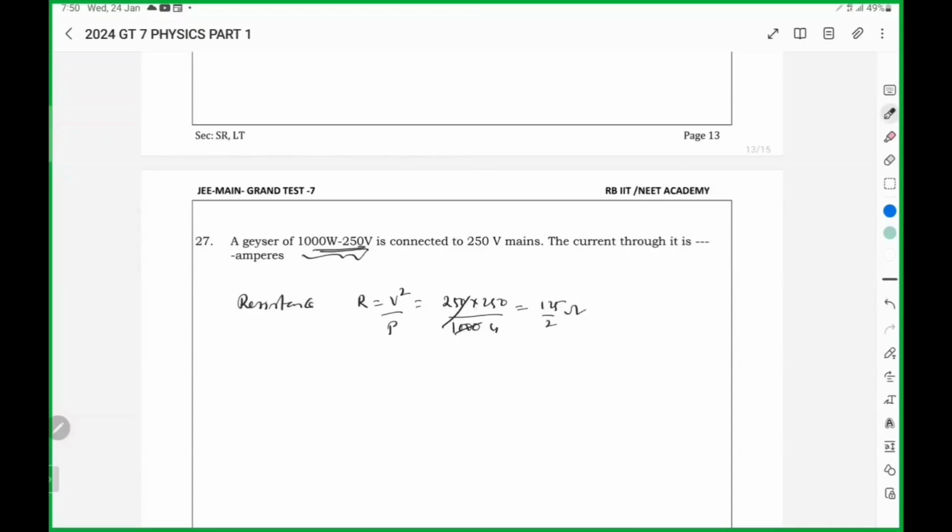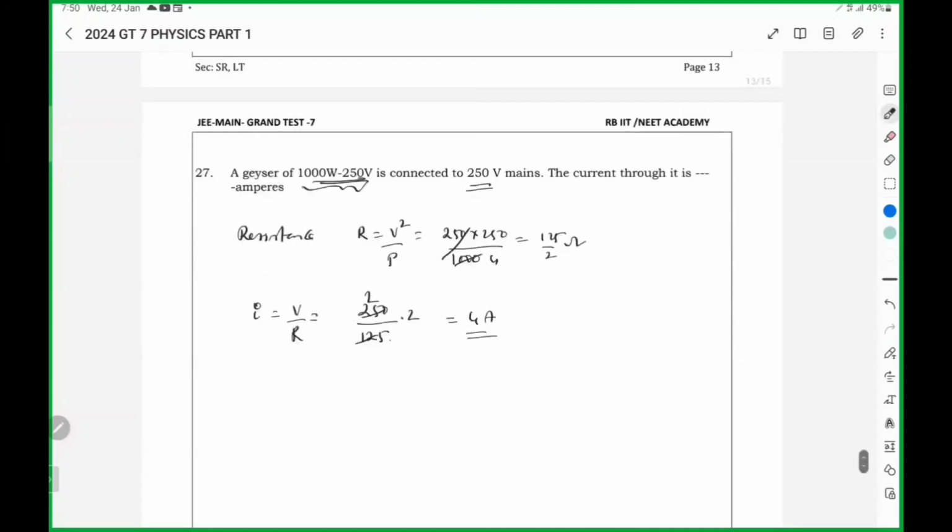This is the resistance. It is connected to 250 volts, then the current will be 250 by R, that is 125 by 2. That is 4 ampere current.